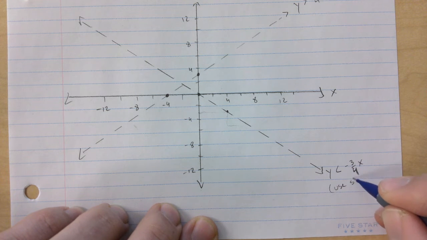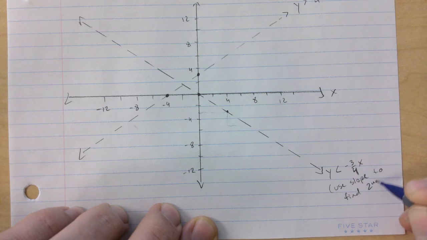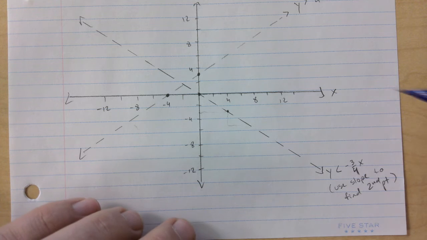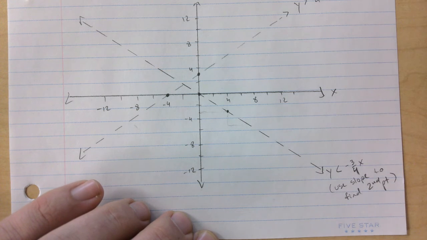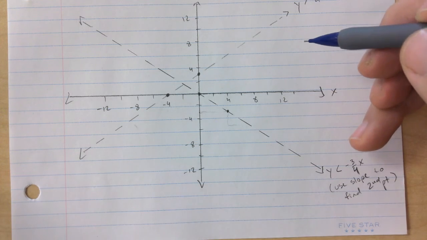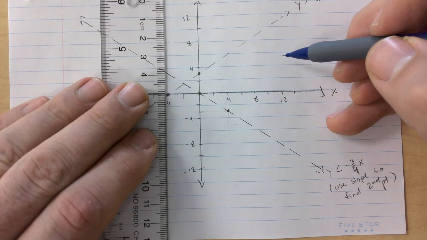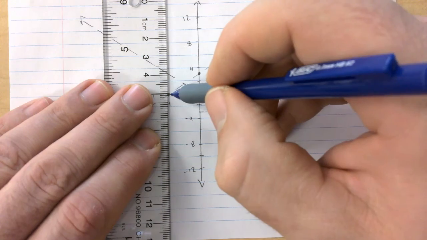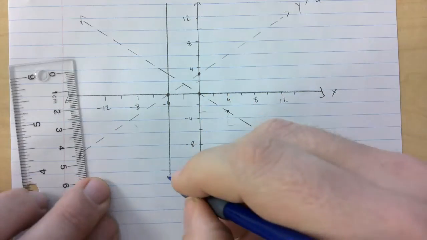Use slope to find second point. That's my note there for you. Okay, so we've got that. And now we're going to do the vertical, which is at -4, 0. Sorry, -4, 0, I meant to say. And it's a solid. So there it is.